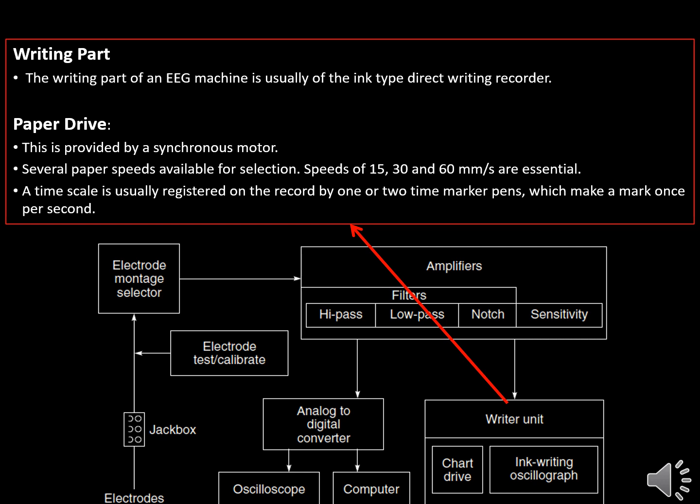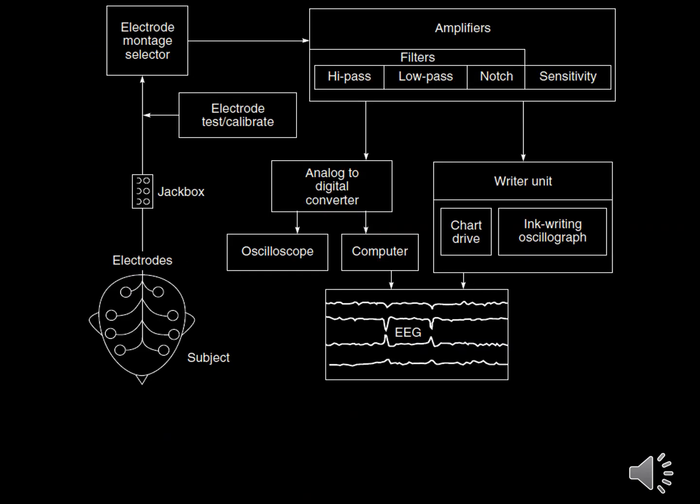Timing pulses are preferably generated independently of the paper drive mechanism in order to avoid difference in timing markings due to changes in paper speed. The output from the amplifier can also be displayed in an oscilloscope or a computer by employing an analog to digital converter. Modern EEG machines are mostly PC based. The system can store up to 40 hours of EEG. The EEG is displayed on a color monitor.